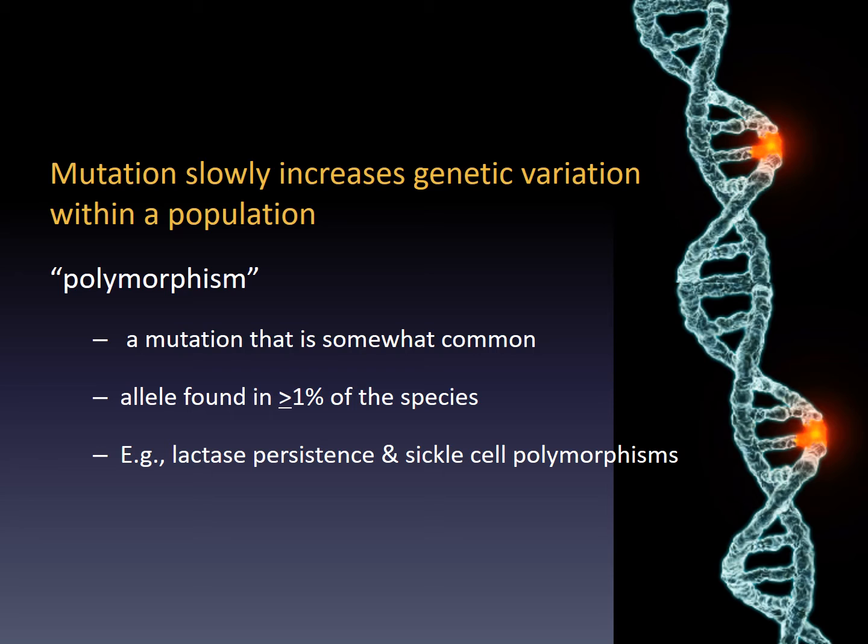But the scale of frequency we're talking about here is just 1%. So if a polymorphism reaches a frequency where it's in 1% or more of the entire global species, like all humans everywhere, then it graduates from being called a rare mutation to a polymorphism, which is a somewhat common mutation. So examples of polymorphisms that you've heard about are lactase persistence and the sickle cell polymorphism. That sickle cell allele you studied for lab in Unit 3.